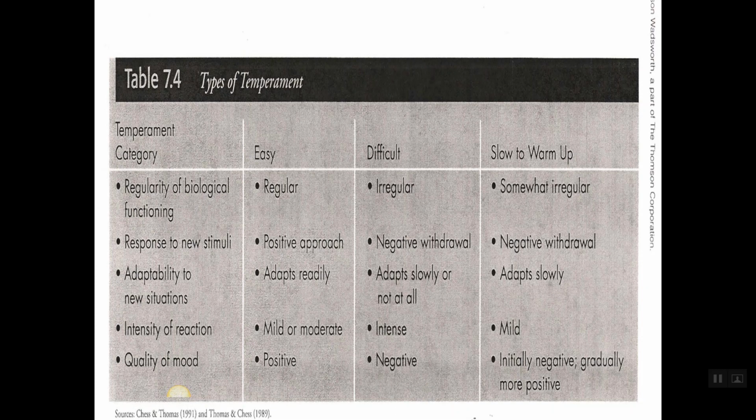And then you have the slow to warm up children who kind of fall in the middle. They're kind of like shy children. They're somewhat irregular. They initially have a negative withdrawal, but they will adapt slowly when they feel comfortable. Their reaction is also mild, similar to a shy child. And they'll seem negative initially, but they'll gradually become more positive over time.